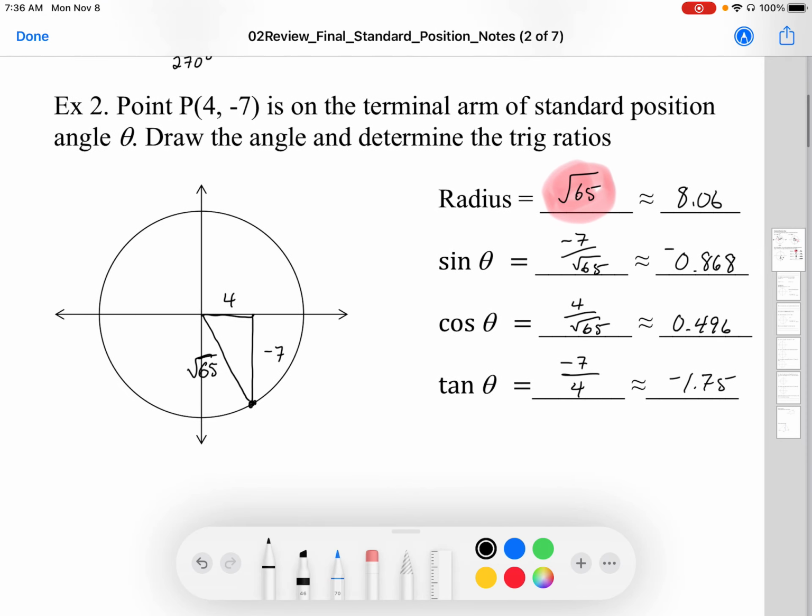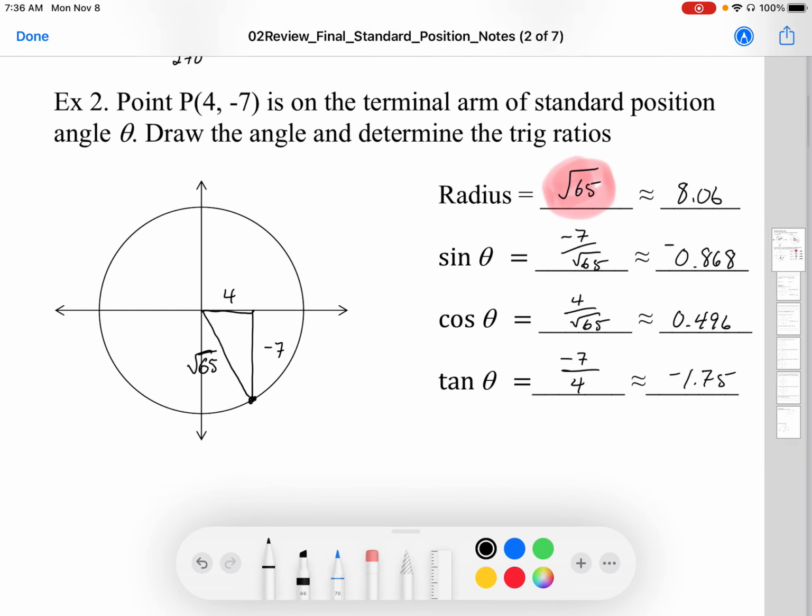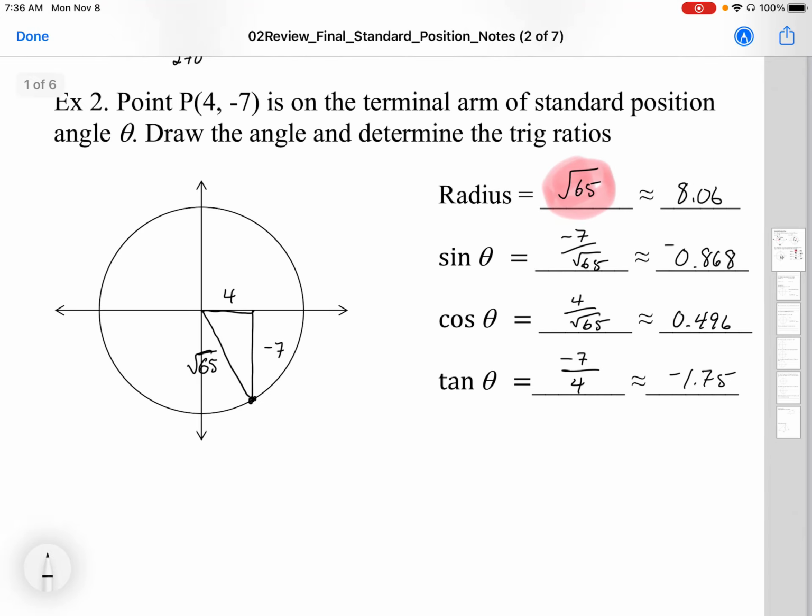Okay, and in this case it doesn't ask for the angle, but let's solve for the angle anyways. We're going to do maybe an arctan. We could use either arcsine, arccos, or arctan. I'm going to use an arctan. I'm going to use the exact value. So when I do the arctan of -7/4, I end up with -60.26 degrees.